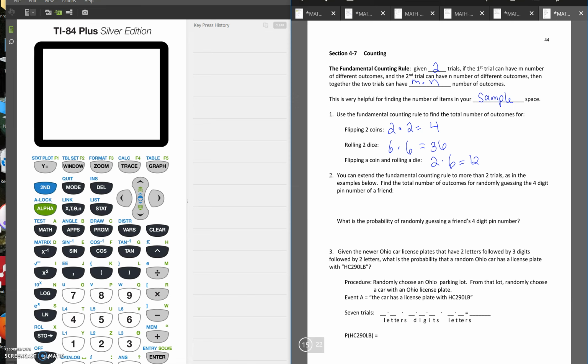So this says you can extend the fundamental counting rule to more than two trials. So you can do it as many times as you need to.